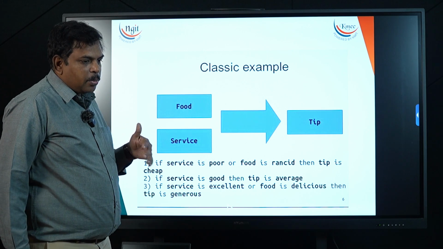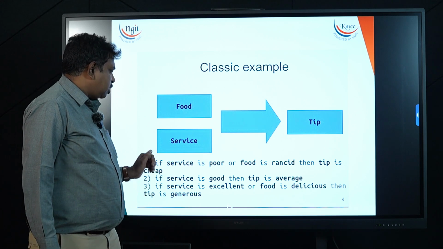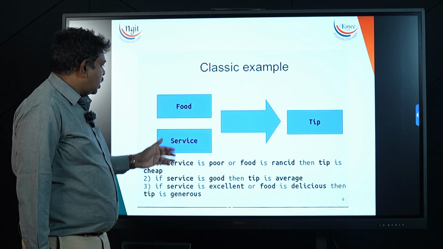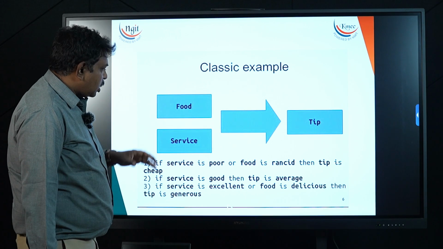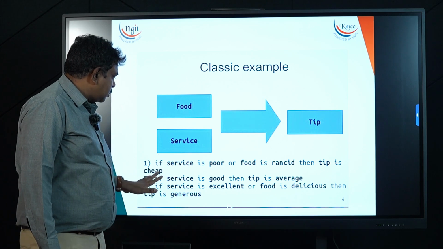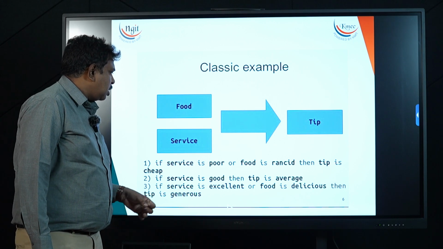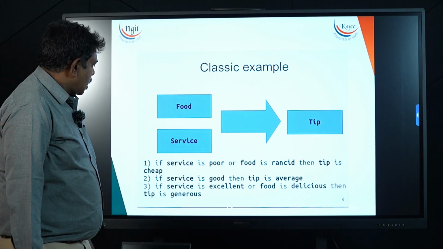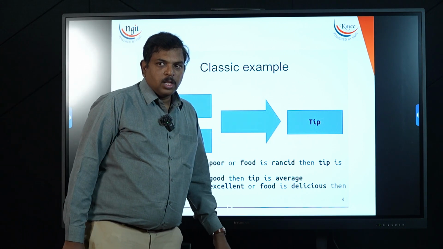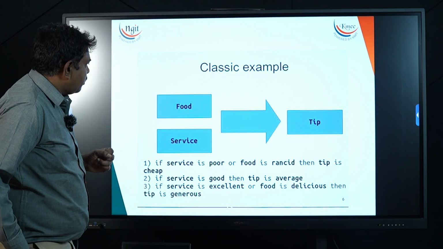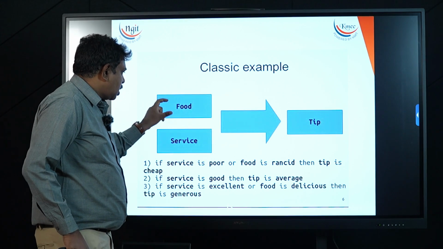So we prepare some rules in our mind: if service is poor and food is rancid, then tip is cheap. If both food and service are bad, the customer doesn't like to give any tip. Similarly, if service is good and food is bad, he still tries to give an average tip. When service is excellent and food is delicious, the customer wants to give more tip. So in our mind we apply fuzzy logic to take a decision on how much tip to give.